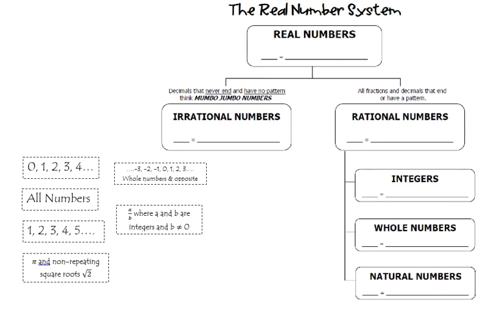This video is for the classifying numbers journal pages. So we're talking about the real number system. All the numbers that we talk about this year are real numbers, and then they're divided into two groups. We have irrational numbers and rational numbers.